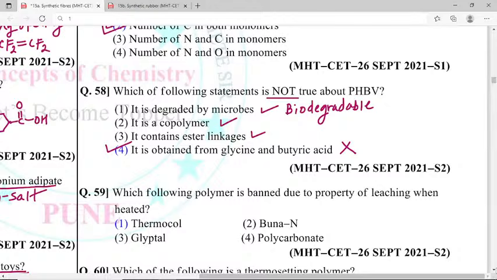Which of the following polymers is banned due to the property of leaching when heated? Thermocol is the answer. Thermocol is also called polystyrene. So polystyrene thermocol is banned because it leaches when heated.